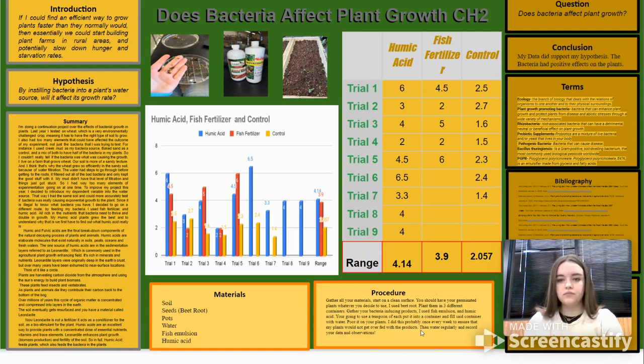In conclusion, all of my data supported my hypothesis, and the bacteria positively affected the plant. I learned more about humic acid and how it affects plants.